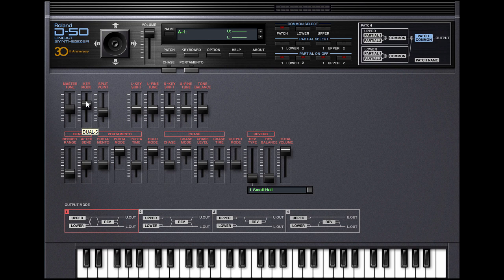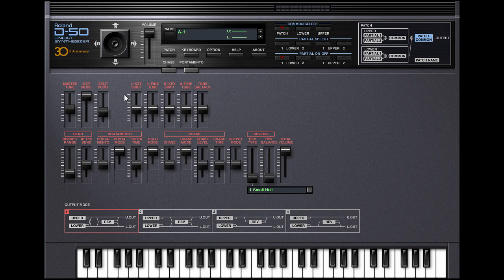Split US is divided by the split point. The upper tone plays monophonically and the lower tone plays 8 polyphonic notes. Now let me play some chords. And the split LS is divided by the split point. The lower tone plays monophonically and the upper tone plays 8 polyphonic notes.